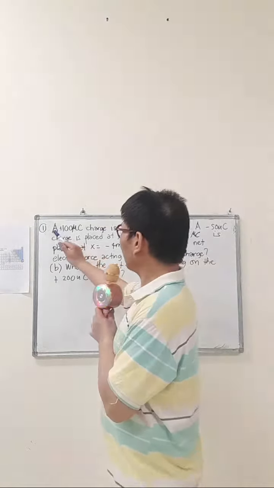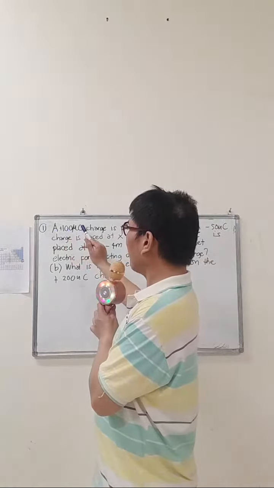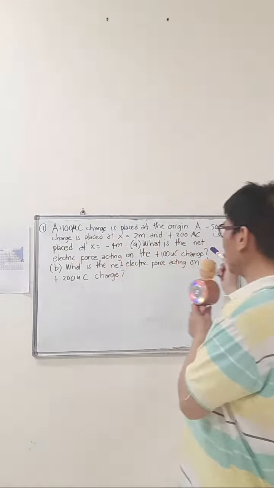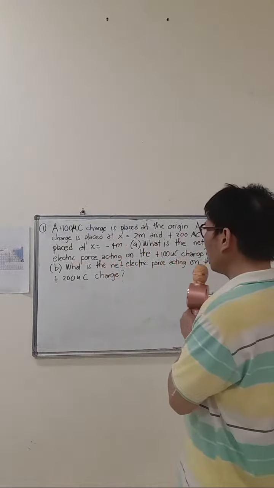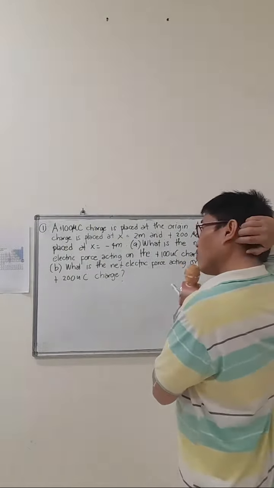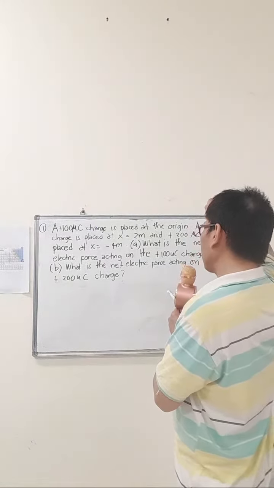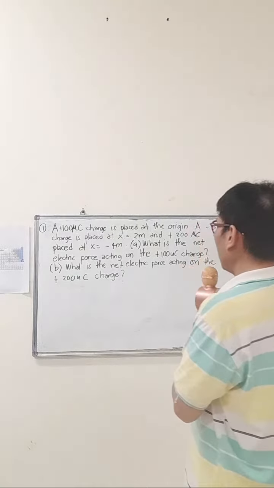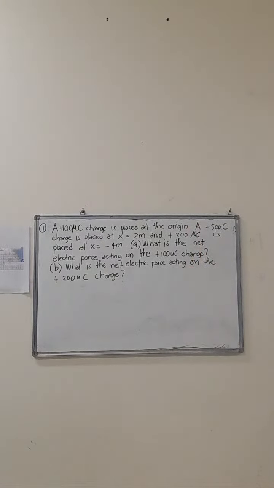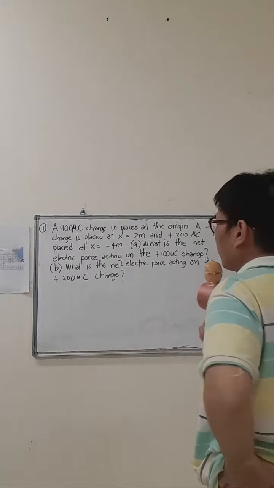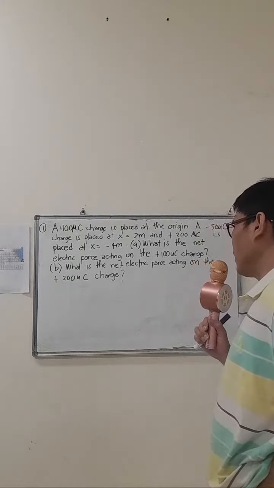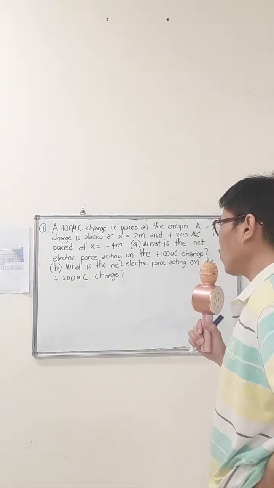Okay. A positive 100 microcoulomb charge is placed at the origin A. A negative 50 microcoulomb charge is placed at x equals 2 meters, and a positive 200 microcoulomb charge is placed at x equals negative 4 meters. A. What is the net electric force acting on the positive 100 microcoulomb charge? B. What is the net electric force acting on the positive 200 microcoulomb charge?